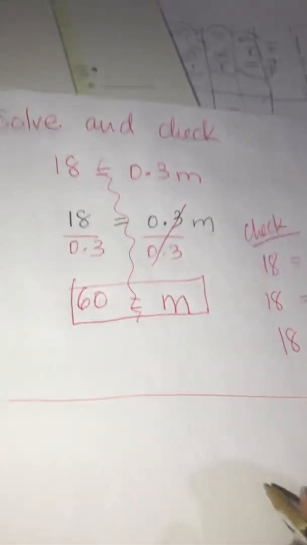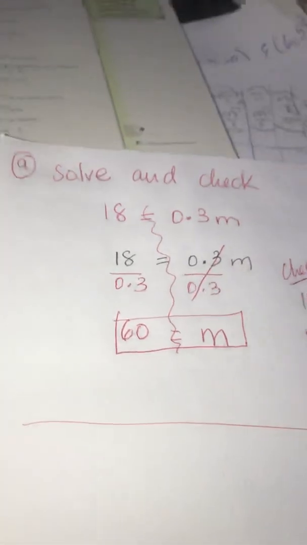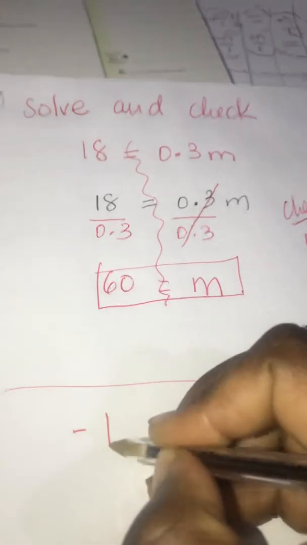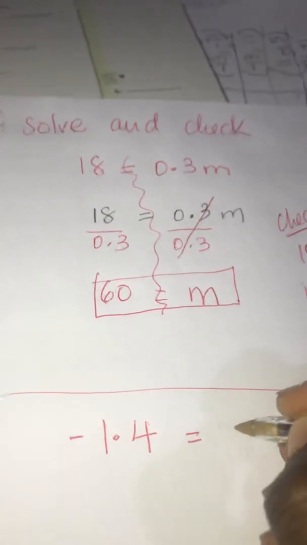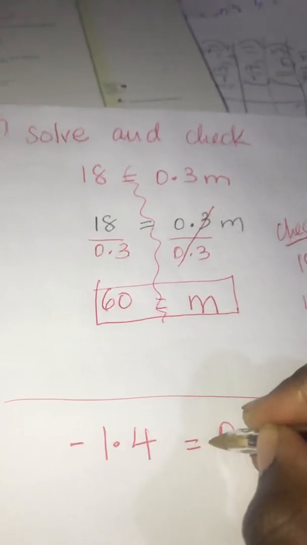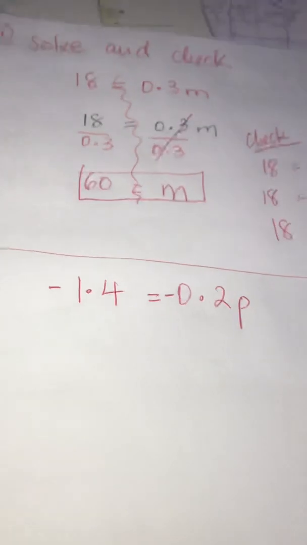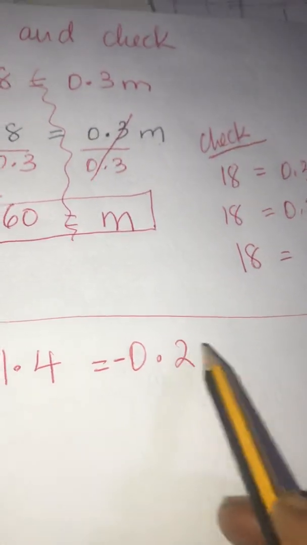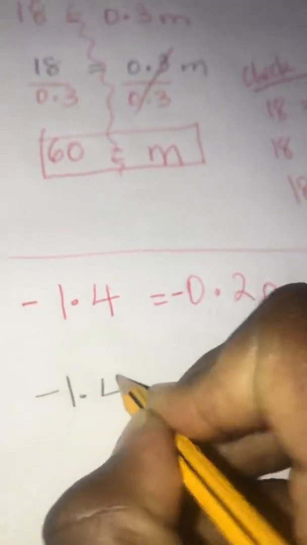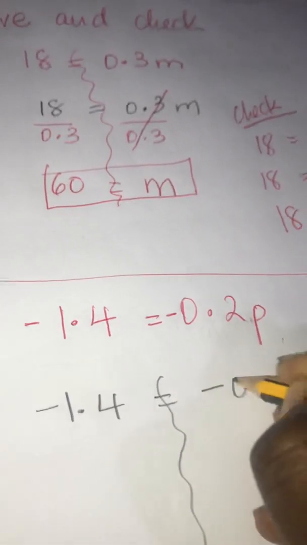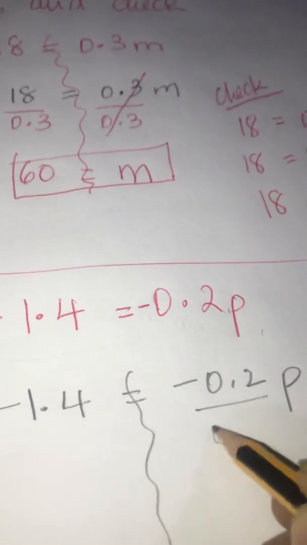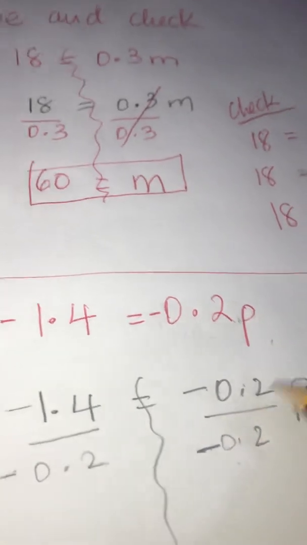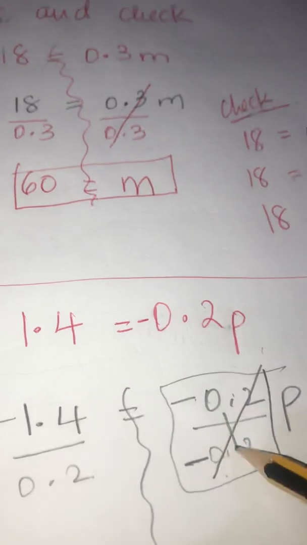Let's do one where you have a decimal that is negative. Okay. All right. This is the question. You have to solve and check. All right. So, I will start with this side where we have the variable. So, I write again the question. I will divide both sides by 0.2. It is negative, so you divide by the same. This goes away because it is 1.